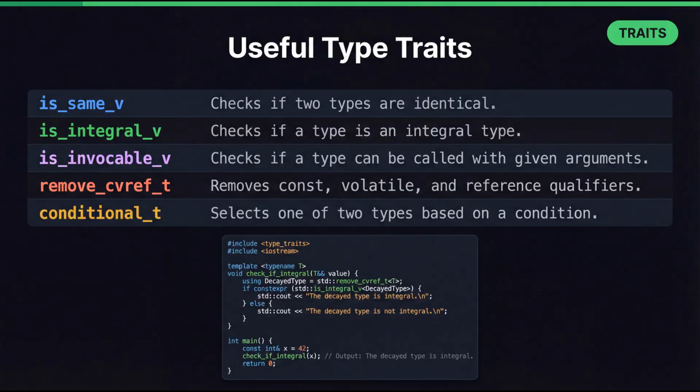5 type traits you'll use constantly. is_same_v checks if 2 types are identical. is_integral_v is true for int, short, long, char, and their unsigned variants. is_invocable_v checks if a callable can be invoked with the given argument types. remove_cvref_t strips const, volatile, and reference qualifiers to get the underlying type. And conditional_t, a compile-time ternary that selects between two types based on a Boolean condition. These 5 cover the vast majority of trait-based generic programming.